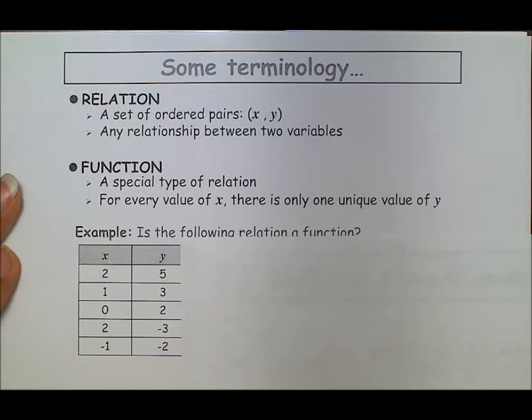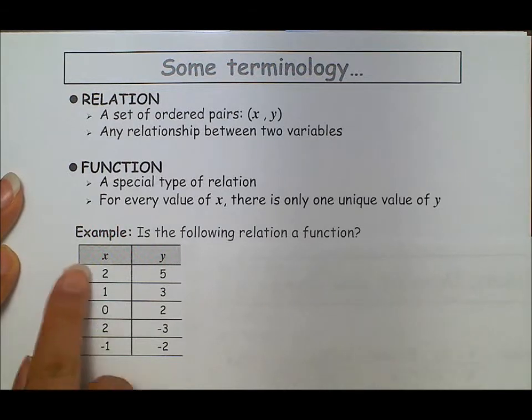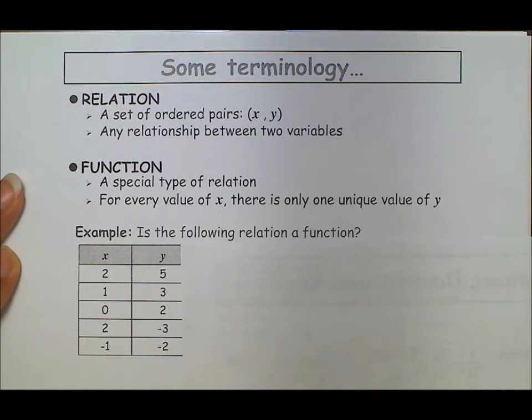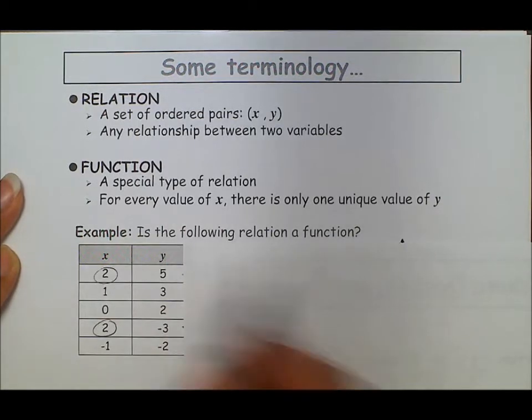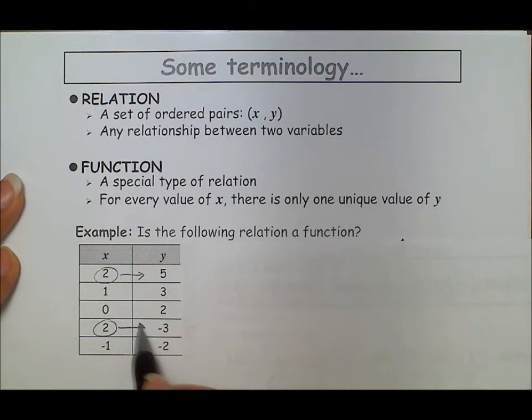If we just look at the table here, you'll notice that we have a relation right now, and we want to see whether or not this is a special type of relation, and that special type of relation is a function. So what we're looking to see is, if I look at a particular value of x, is there more than one value of y that corresponds to it? If there is more than one value of y that corresponds to that value of x, then it is not a function. So, for example, if I look at x equals 2, I have more than one value of y that corresponds to it. At x equal to 2, I have y equals 5 and y equals negative 3.